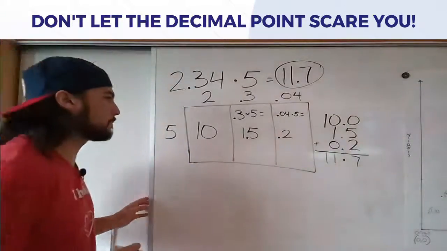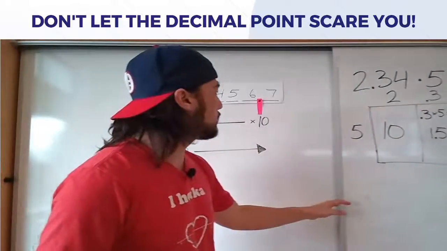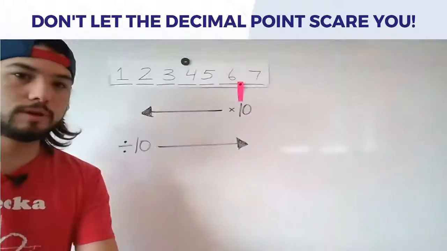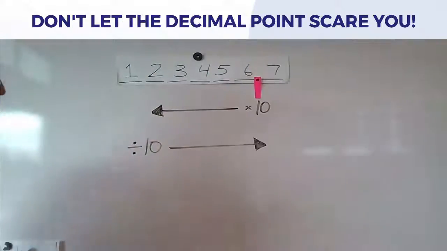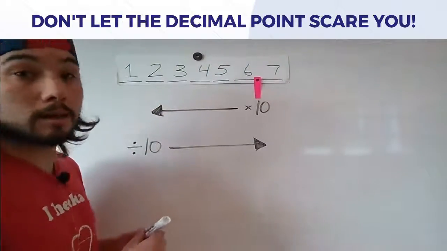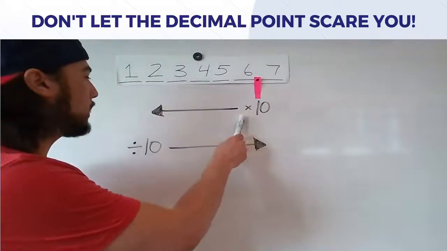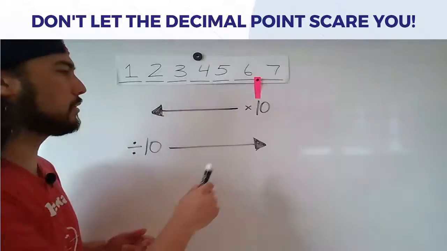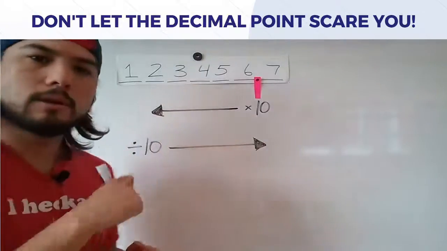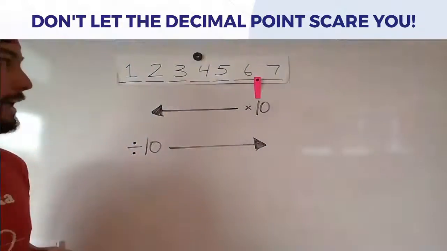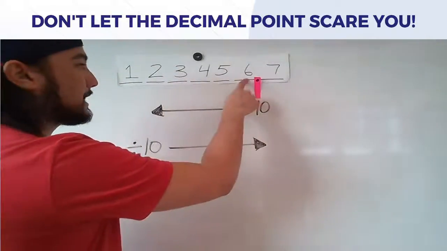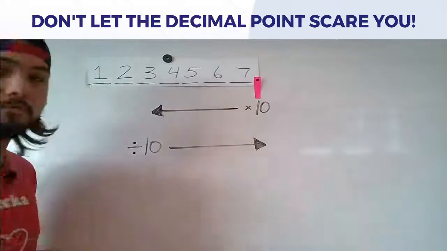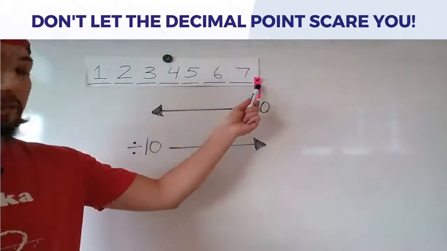Now let's talk about a little shortcut. I'm going to scoot in a little bit. There we go. Again, reminding ourselves that when you move one place to the left, you're essentially multiplying by 10. If I take this 6 in the ones place, and I move it, there's my decimal point there.